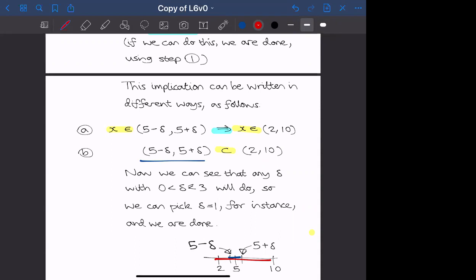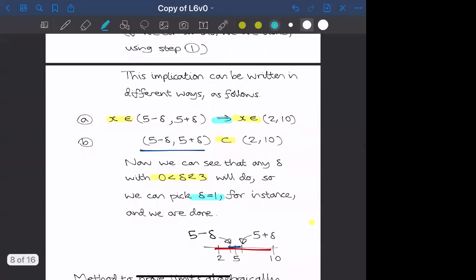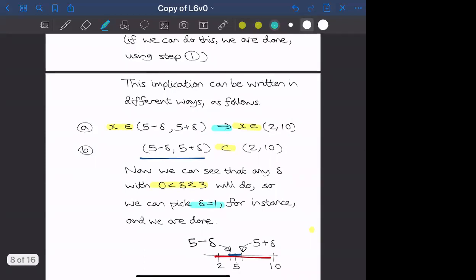So now we can see on the picture, if the small interval is going to be inside the big interval, then we want to have delta like this. So delta has to be greater than 0 anyway, and for small to be inside big, delta has to be less than or equal to 3. So we can pick delta equals 1, for instance, and we're done. So this shows that for the epsilon we gave, there exists a delta. Delta equals 1.